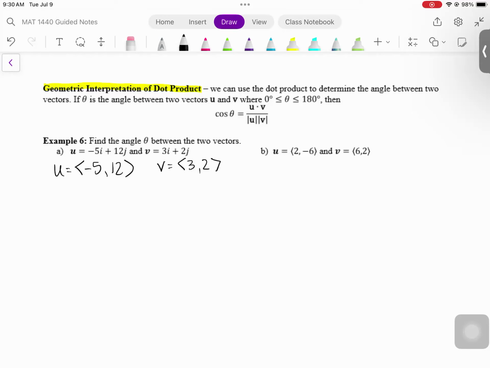Since we want to utilize that formula above for cosine theta, let's start by looking for all of the components, starting with the dot product. u dot v is going to be equal to -5 times 3 plus 12 times 2. -5 times 3 is -15, plus 12 times 2 is 24. Our dot product is going to be 9.